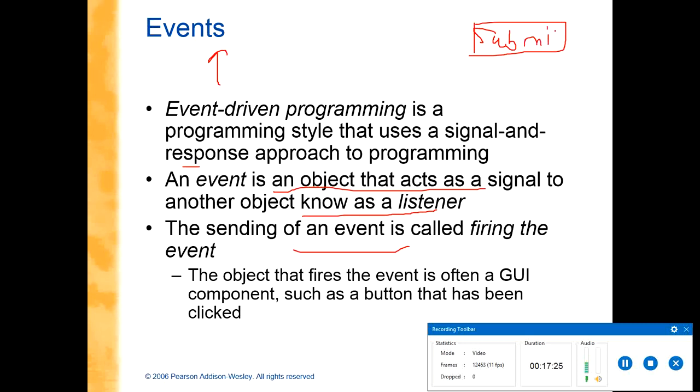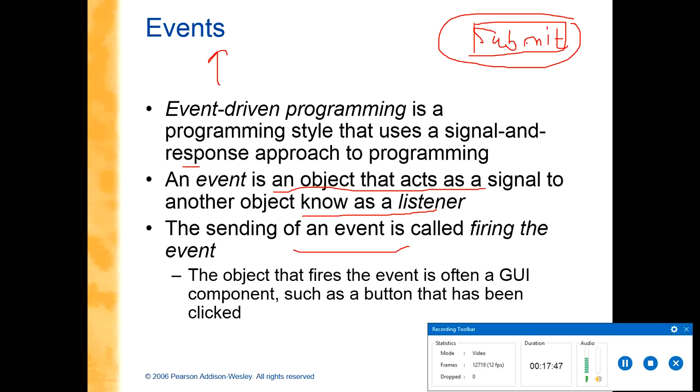Now, this is the object that can listen to the event. Not all the objects can listen to the event. So event is an object that acts as a signal to another object known as listener. So this button can listen to the event. So when this button listens to the event, it will fire some event.